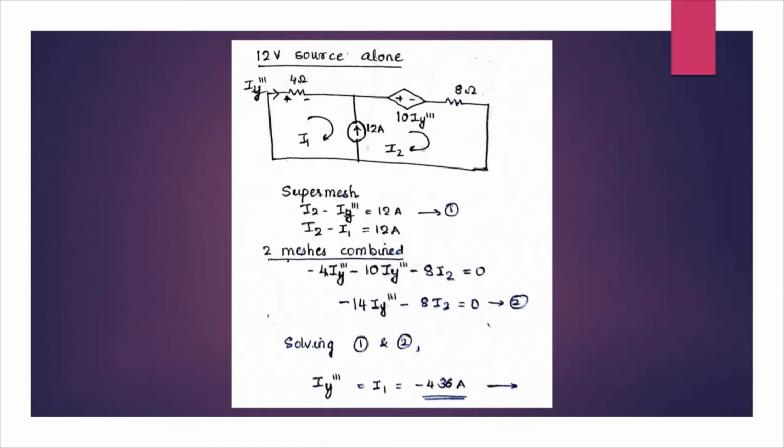On solving equations 1 and 2, we will get IY triple dash, which is the same as I1, which is minus 4.36 ampere. And the direction of that current, you can see, is again from left to right, that is in the clockwise direction.